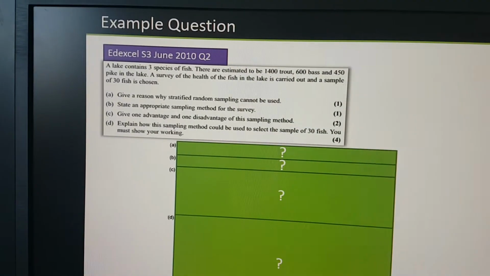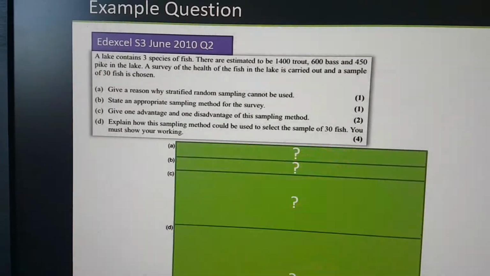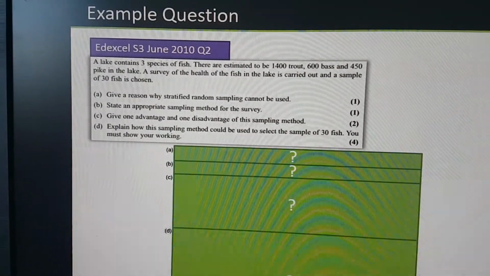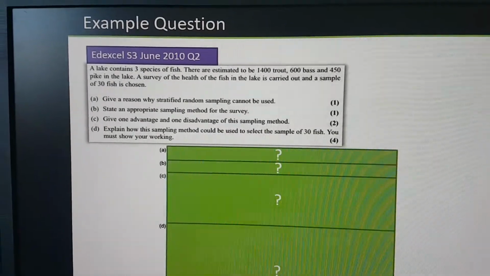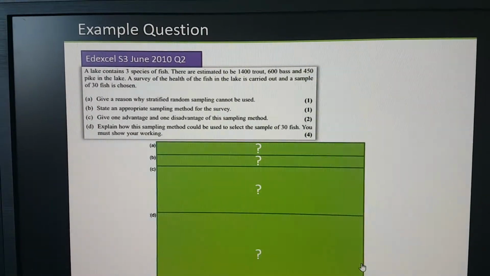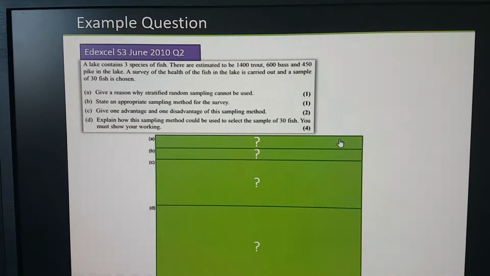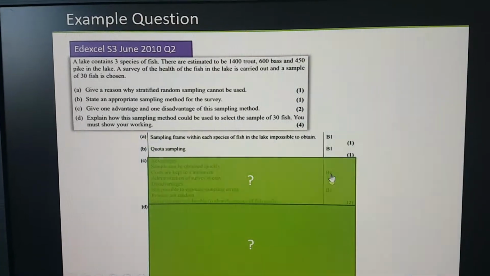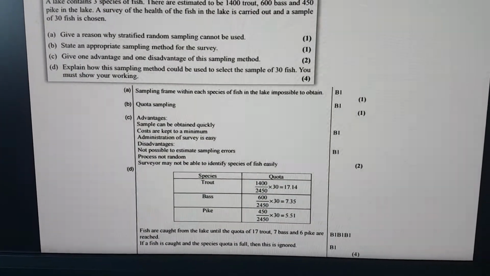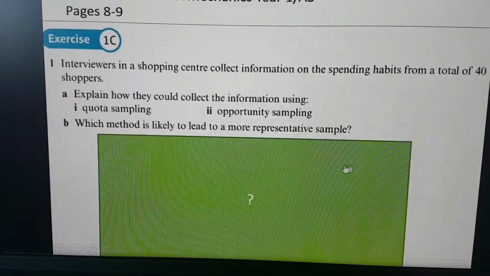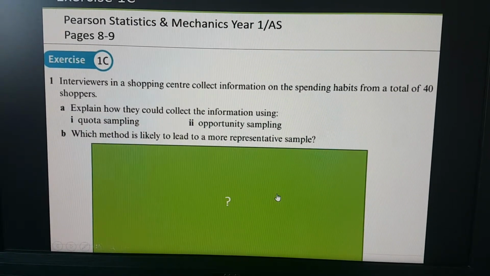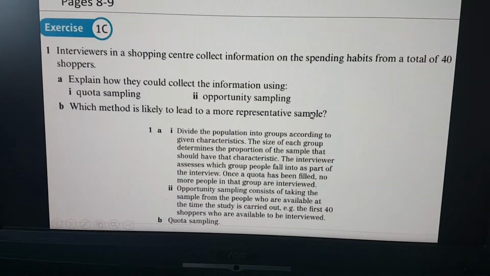That is an example for you to try. So pause it now. It's 8 marks, so it needs to take you about 7 minutes or 6.5 minutes. And now check your answers. Pause it and check your answers. Another one. Pause it. Check your answers.